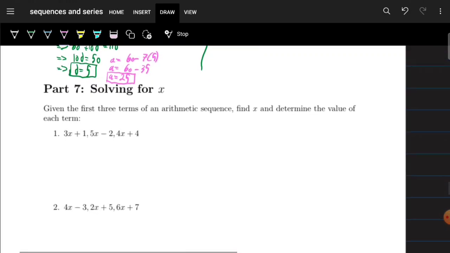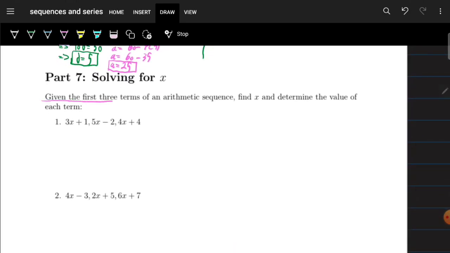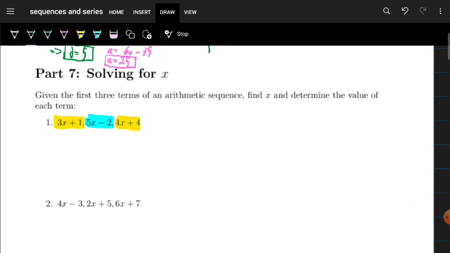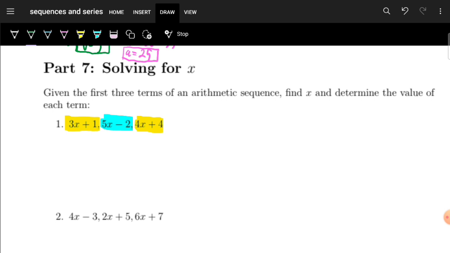Let's have a look at problem number 7. It says, given the first three terms of an arithmetic sequence, find x and determine the value of each term. So we are told that this, and this are three terms, and three consecutive terms, it should say. So back-to-back terms in an arithmetic sequence. How can we figure out what x is and what the terms are? Well, we're going to use the following idea.